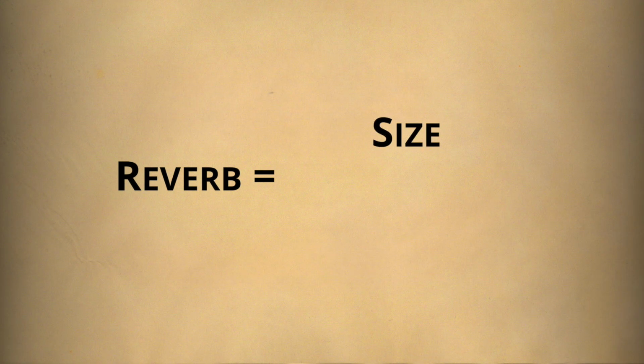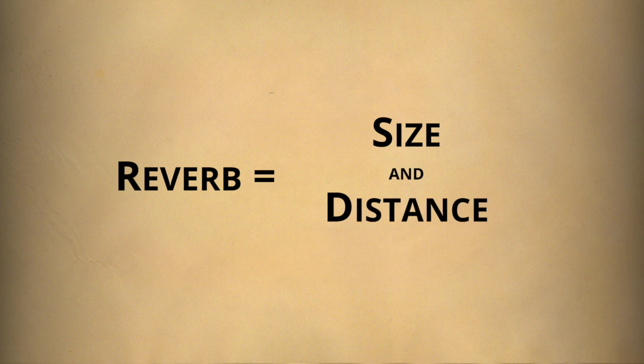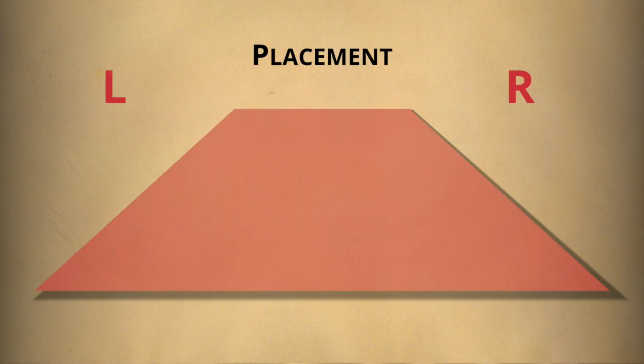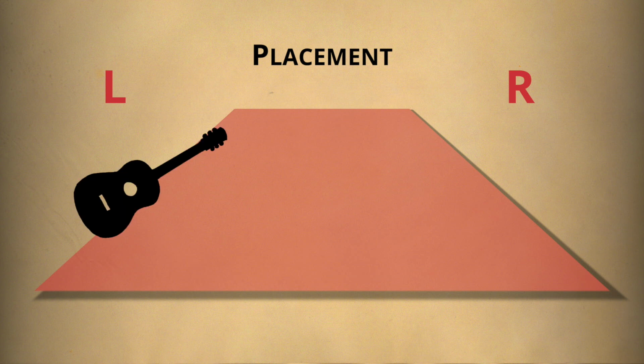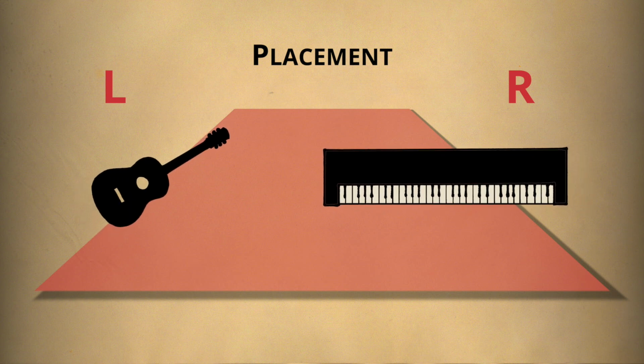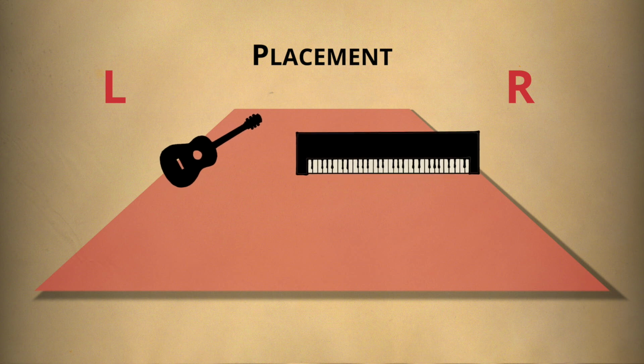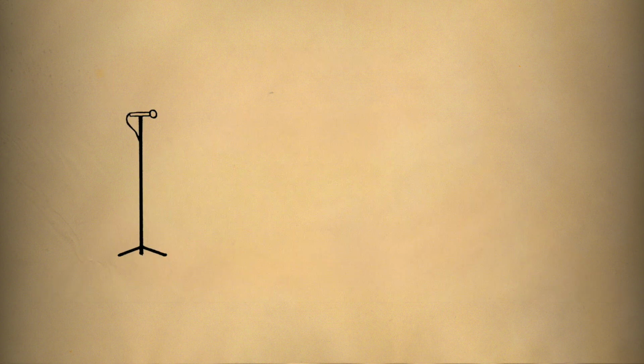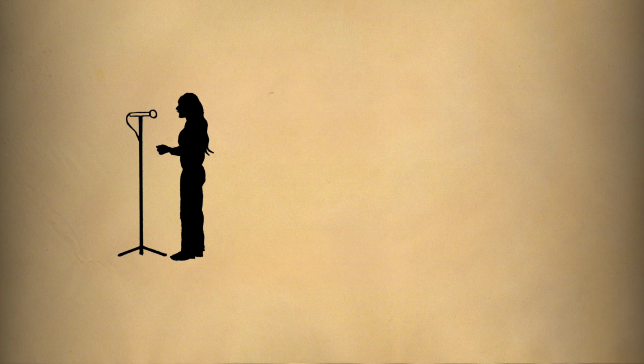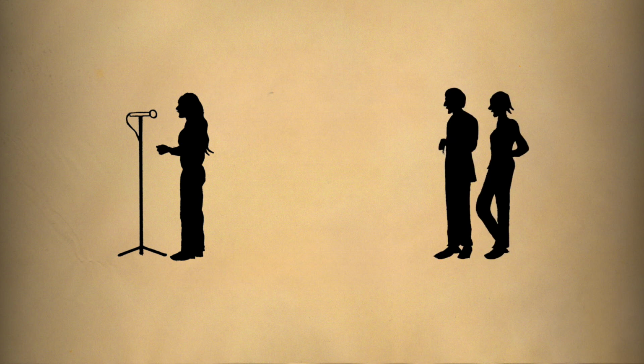Reverb gives a sense of size, but also of distance, depending on the balance between the original sound and reverb. In a mix, it's good to think of the placement of the instruments, not just in terms of pan, left or right, but also how far away from the listener you want the sound to be. For example, using less reverb on a lead vocal to make it sound close, but more on the backing vocals to make them sound like they are behind the lead singer.